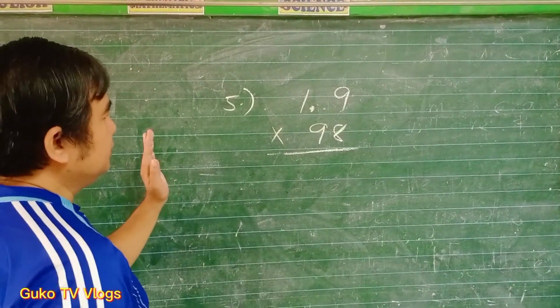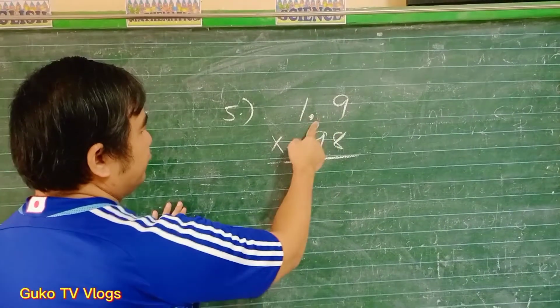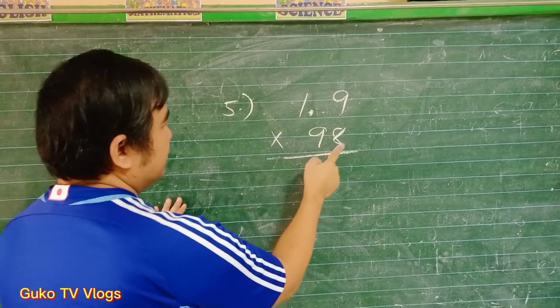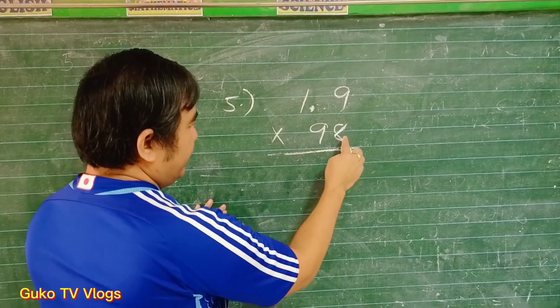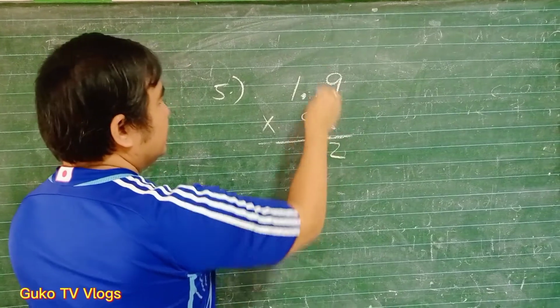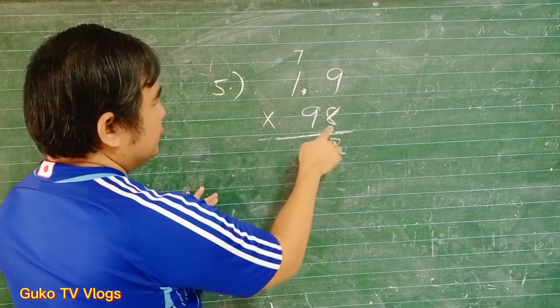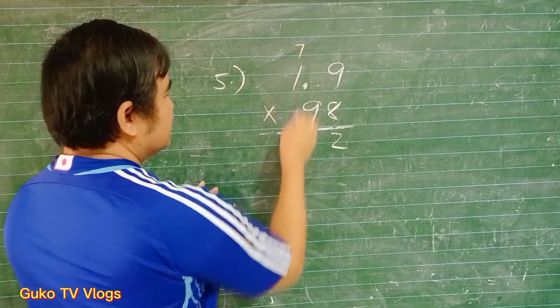Okay, example number 5. So we have 1 and 9 tenths or 1.9 times 98. So let's start here. Multiply 8 times 9, that is 72. So 2 carry 7. Then 8 times 1, that is 8, plus 7, that is 15.